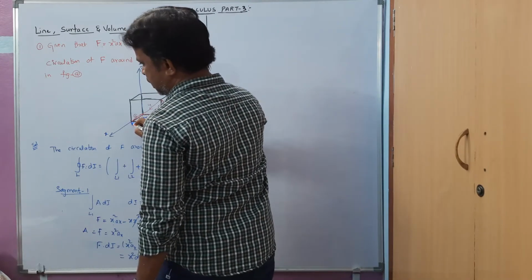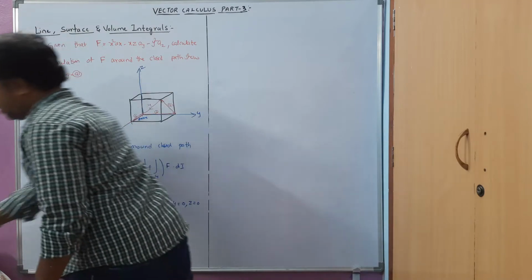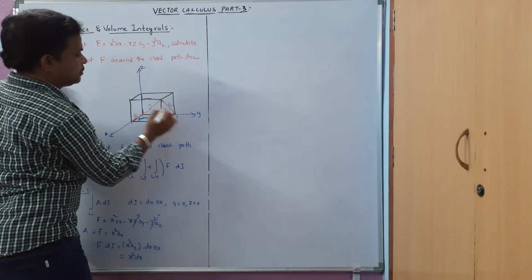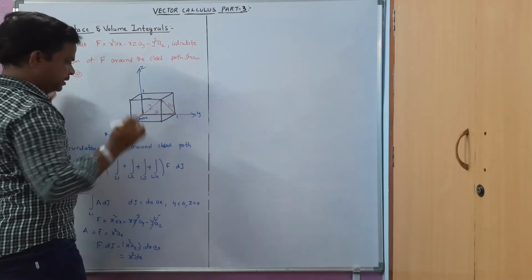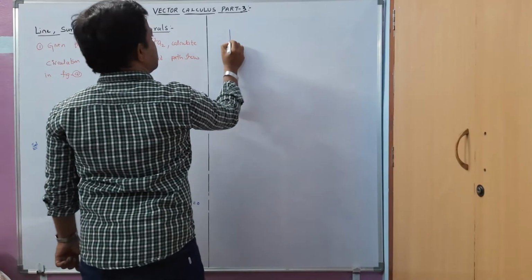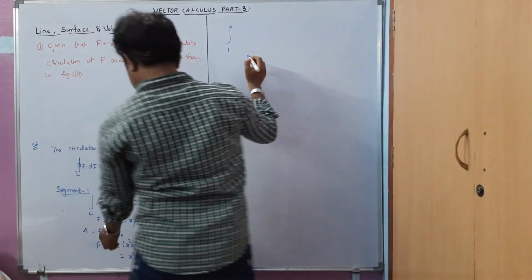So actually I have not written here 1, it is 1. Let me see the diagram. Yeah, so all these are 1s. So this is 1, this is 1 and this is 1. Okay. So the line is starting from 1 to 0. I can take here integral 1 to 0 f dot dl.